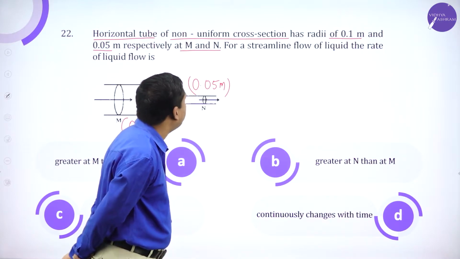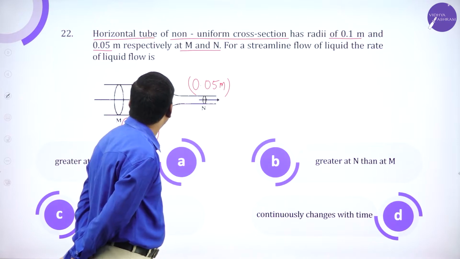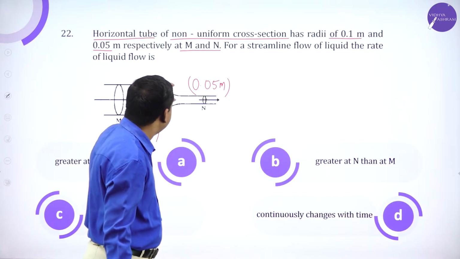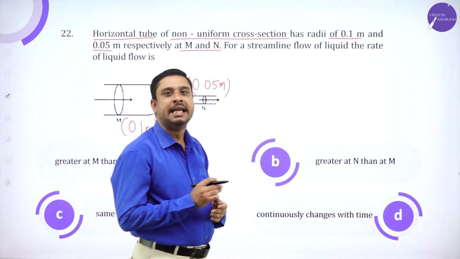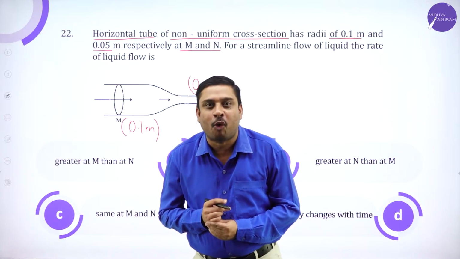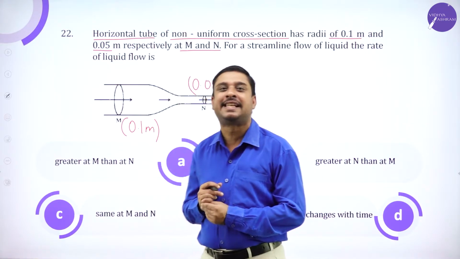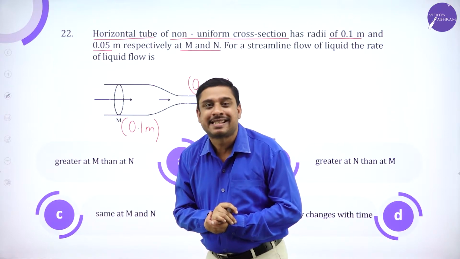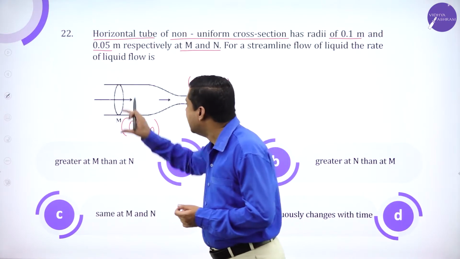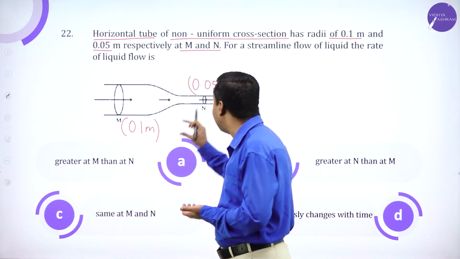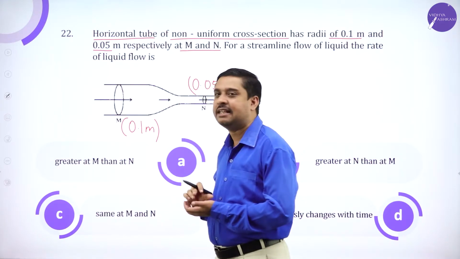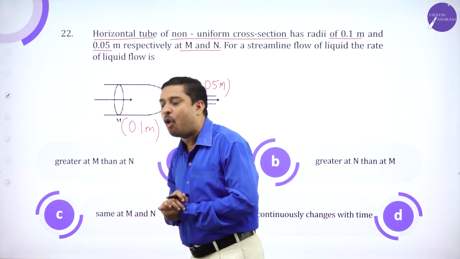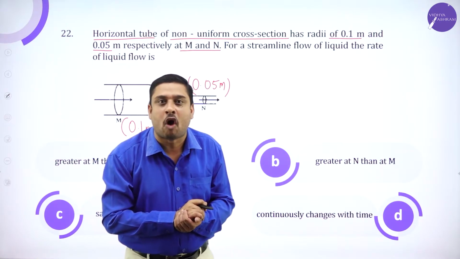Streamline flow of liquid. The question is, at which part of the tube does the liquid flow with maximum velocity? Non-uniform cross-sectional area. Here the radius is more, here the radius is less. At which part does the liquid flow with maximum velocity?